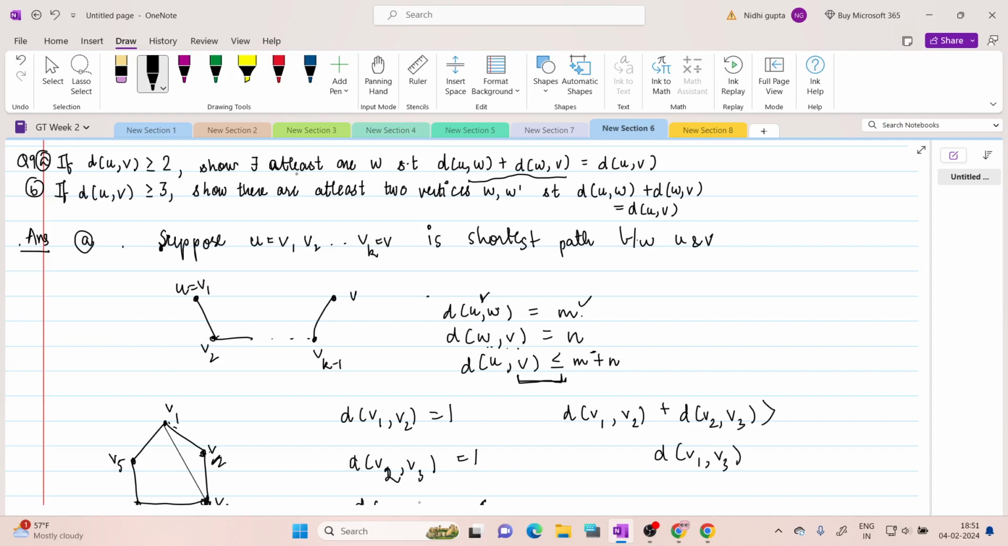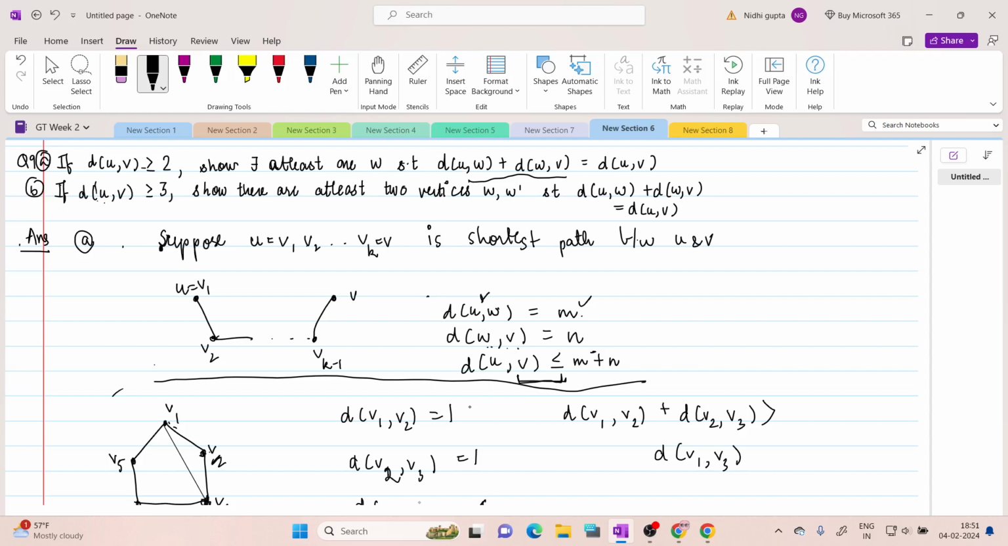Not a common neighbor, there would exist an in-between vertex W. I am saying that if the shortest path between u and v is greater than or equal to 2, it need not be 2, it can be greater than 2 also, then we have to show we can always find at least one vertex for which this equality is holding.